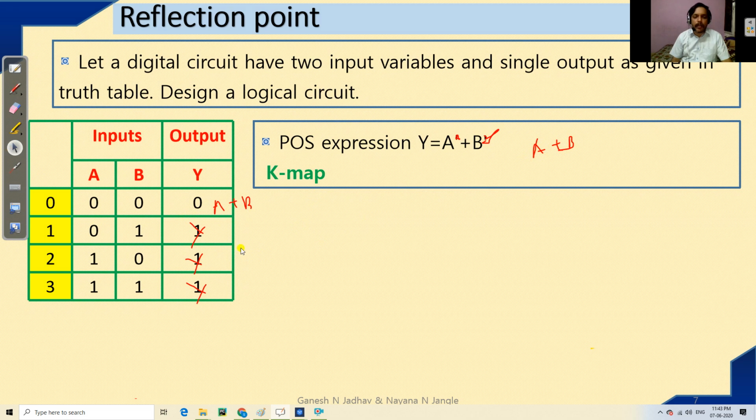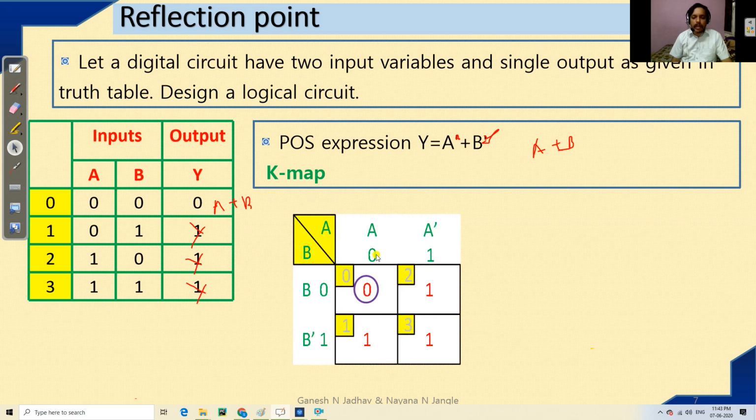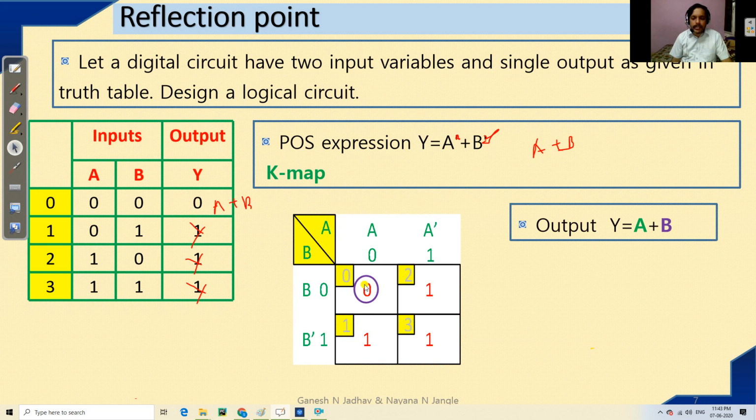So let us write down the K-map for this. In the K-map you will observe that there is only one 0 entry, so we have to make a single group. No other zeros are here, so we cannot group with other zeros. So this is single. What is non-changing on this side? A. What is non-changing on this side? B. So it is a plus b. There is only one max term, so it is a plus b. Same output we are getting, a plus b.